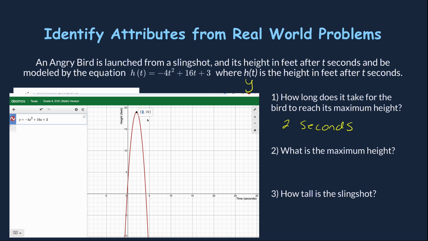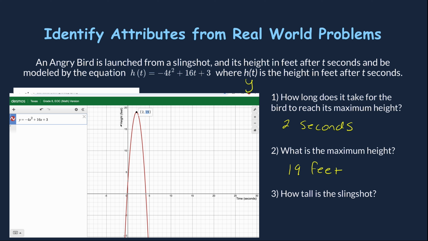We also want to know what is that maximum height, and once again I'm going to stick with my vertex here. And my vertex is (2, 19), where 19 is my y value. And we already said that the y value was our height. So this means the maximum height was 19 feet.